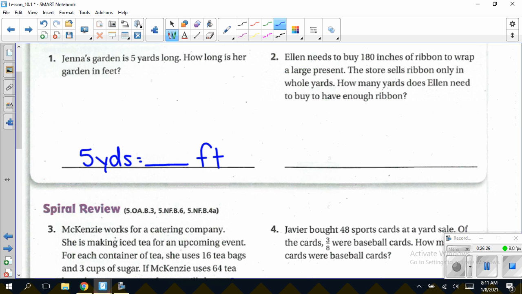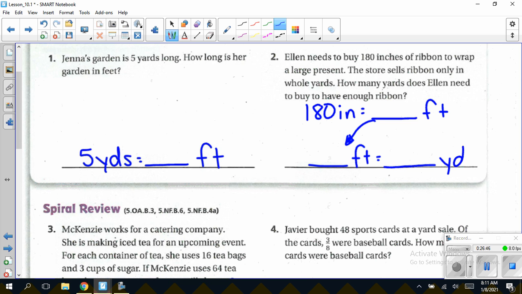So what I would do to make this problem easier on yourself is I would first convert 180 inches into feet. And then once you have that number of feet, you are going to want to then convert that into yards. So you'll have 2 different conversions that you will want to use when you are finding this answer, just to make it easier on yourself. So again, 180 inches converted into feet, and then that number of feet converted into yards.